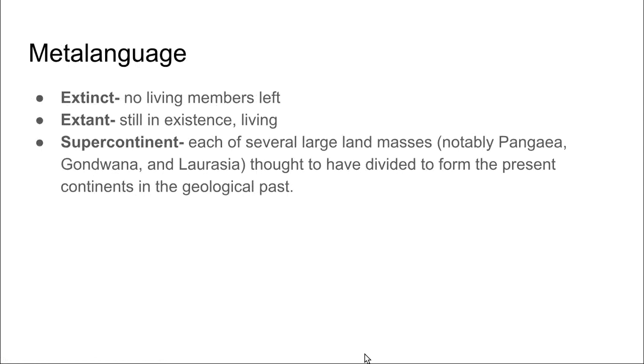So just some words that we need to understand for this video. We have extinct, which is no living members left, extant, which means still in existence or living, and then when we refer to the supercontinent, we're talking about each of the several large land masses, notably Pangaea, Gondwana, and Laurasia, thought to have divided to form the present continents in the geological past.